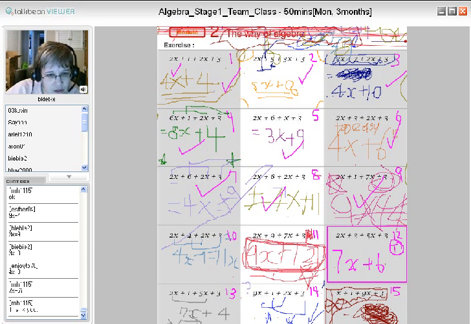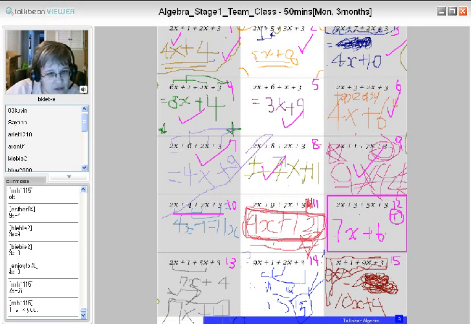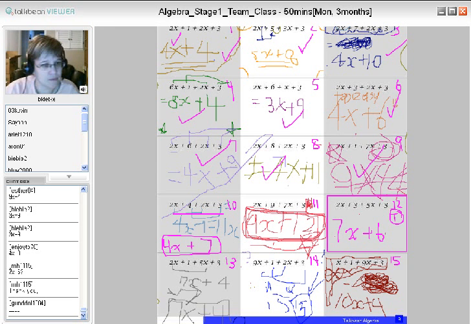Okay, so for number 10, we can't add the 4 and 7 together because we just have 4x and 7. We can only add like terms, and the 7 is not the same as 4x. So we have to leave it as 4x plus 7. Does that make sense? Does that make sense, Sally?